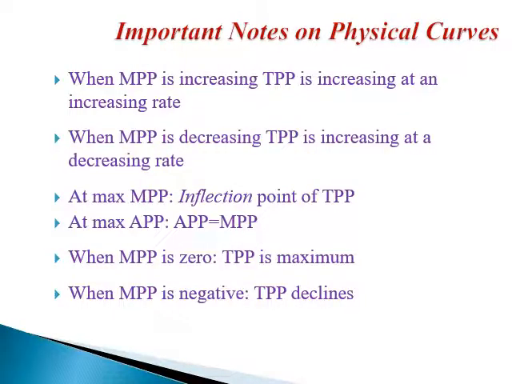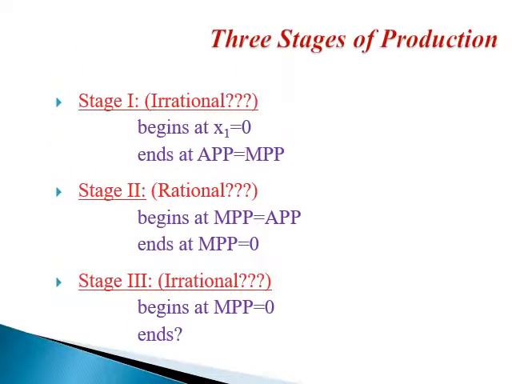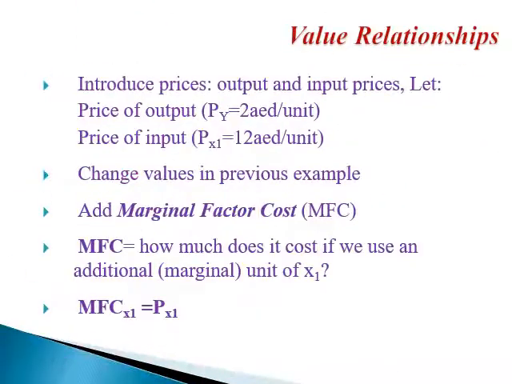These are the notes, as you can see, the important notes on physical curves. This is when MPP is increasing, TPP is decreasing. That's all what I explained in my notes. There is nothing here about it. I just explained that on the graph. And this is the 3 stages of production, which I already told you what they are. And if you look at the graph and given what I said, okay.